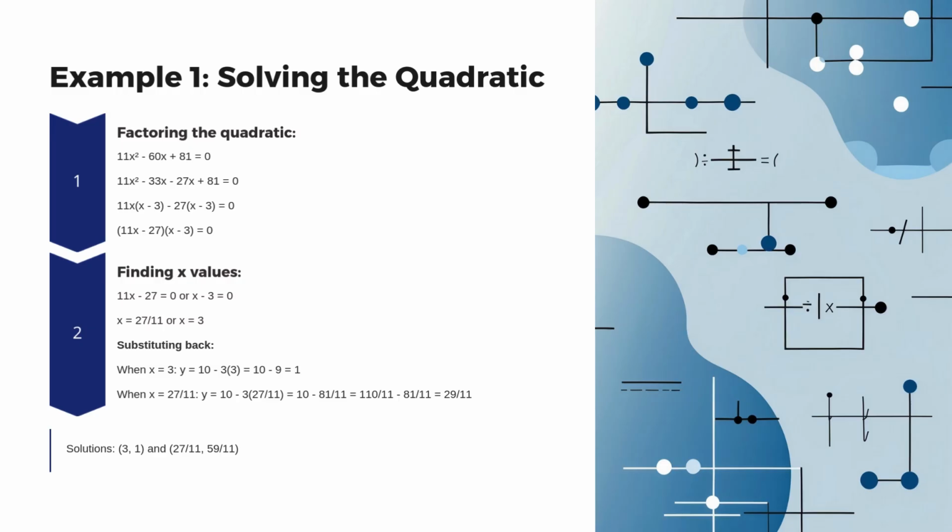Solutions. The solution pair 1 is open bracket 3, 1 close bracket. This is the integer solution found by substitution. The solution pair 2 is open bracket 27 over 11, 29 over 11 close bracket. This results from the exact fractional values obtained for x and y.